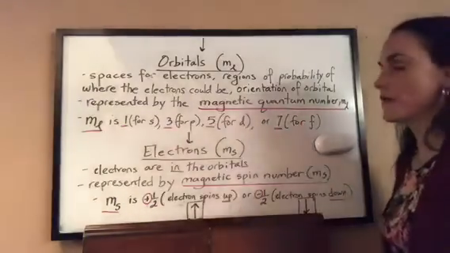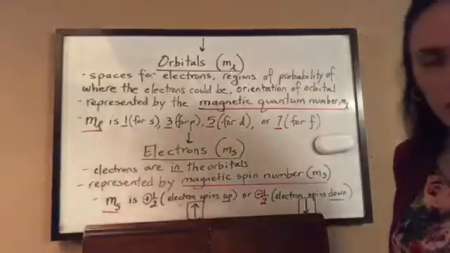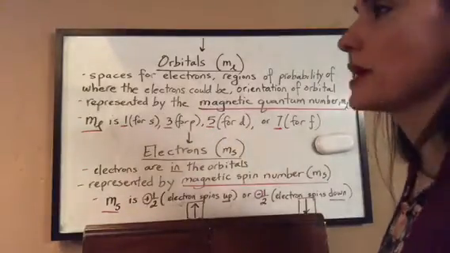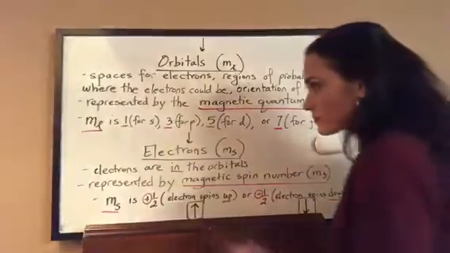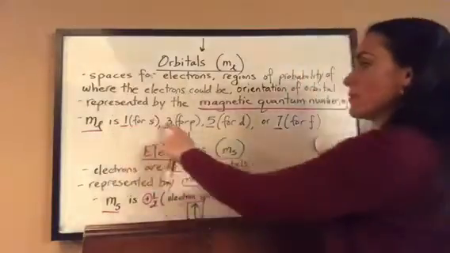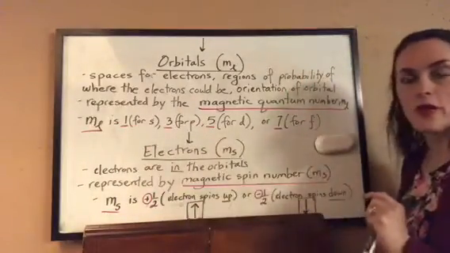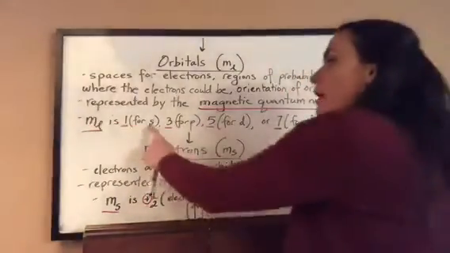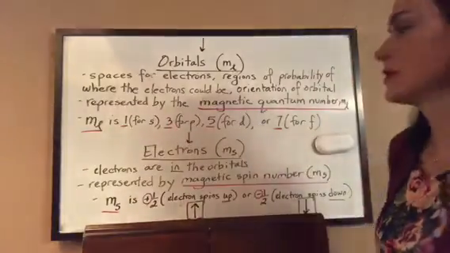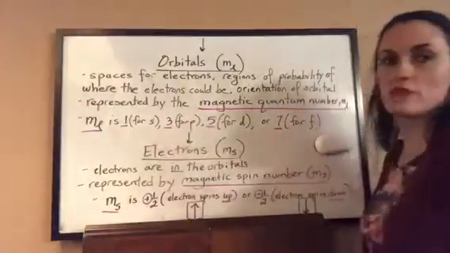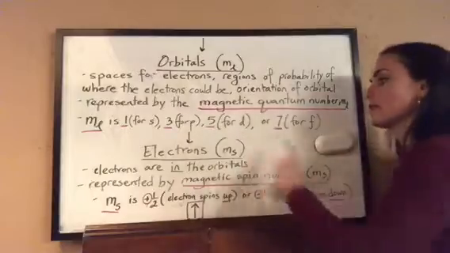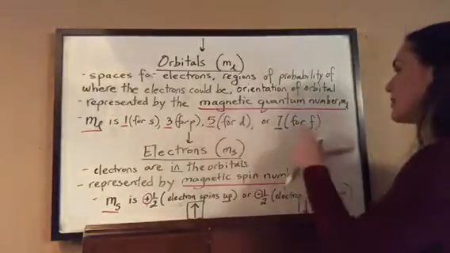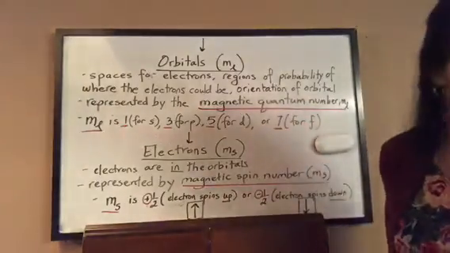Now, depending upon the type of orbital that we have, and we're going to look at the orbitals in a little bit more detail coming up, the number of m sub l values can be 1, 3, 5, or 7. We have only one type of s orbital. We have 3 types of p orbitals. We have 5 types of d orbitals, and we have 7 types of f orbitals.